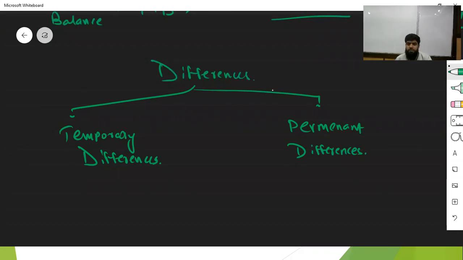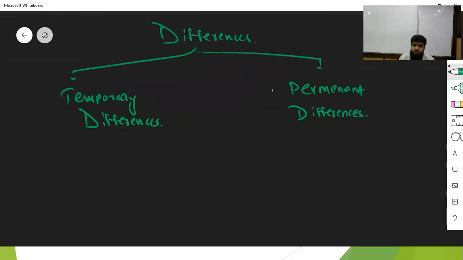There are two types of differences, that is the temporary difference and the permanent difference. Now, what is the difference between these two? Temporary differences are those differences which will be resolved in a future time period. In accounting and in tax, there are two differences.